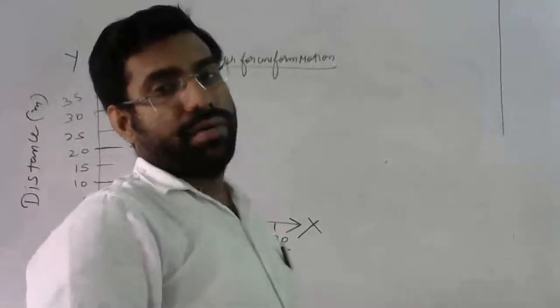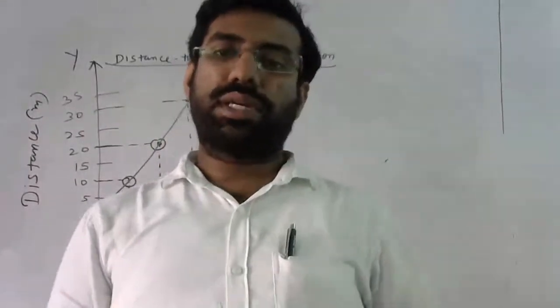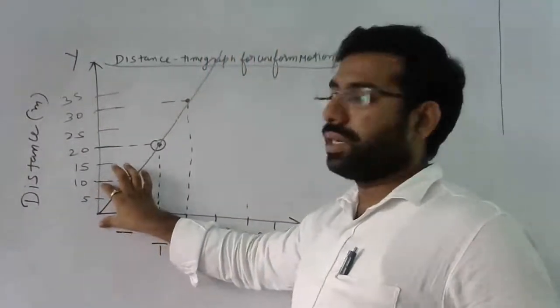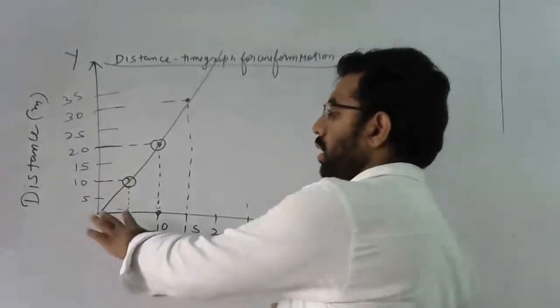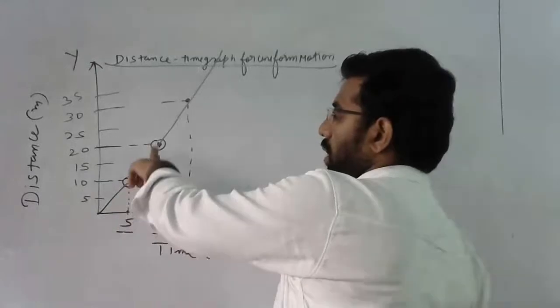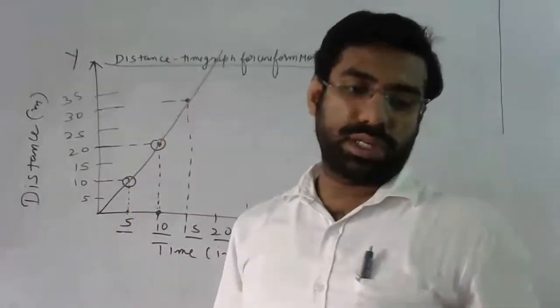When an object covers equal distance in equal intervals of time, the motion of the object is said to be uniform. Means if in the first 5 seconds the object covers 10 meters, again next 5 seconds it will cover 20, again next 5 seconds 30. So the motion of the object is said to be what?